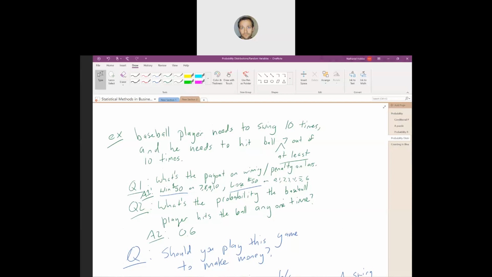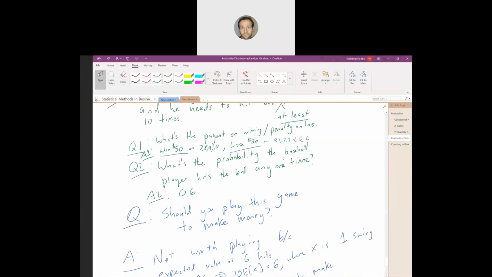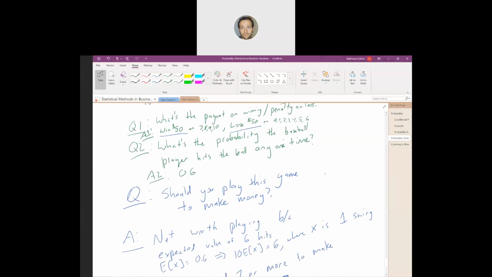But you're asking that he hits 7 out of 10. So we said last time that this is not a game worth betting on, because the expected number of hits is 6 with 10 swings. And so if you expect him to hit 6 times, but you're betting that he's going to hit 7 times, then this isn't a game that's worth playing.